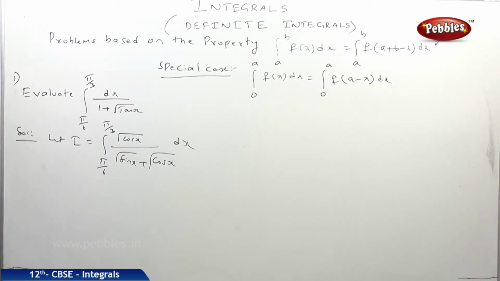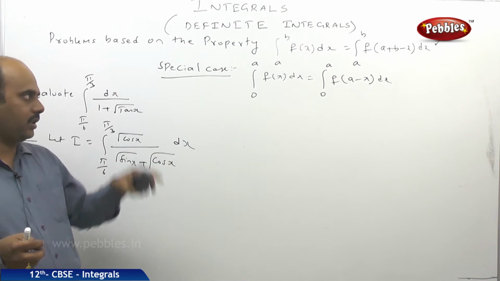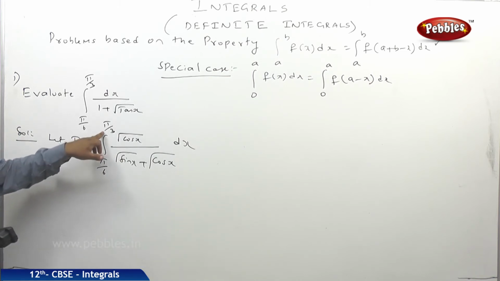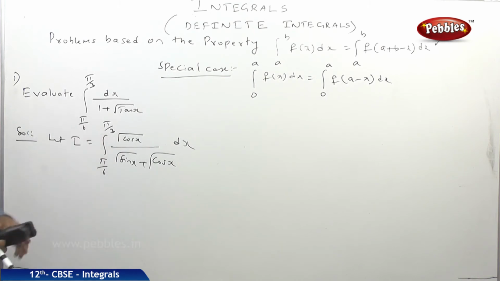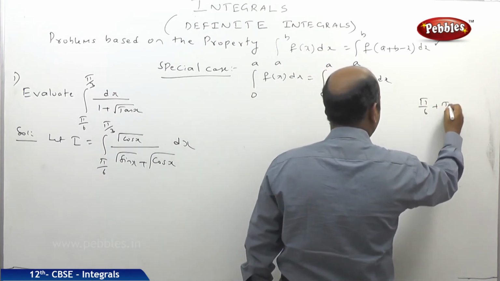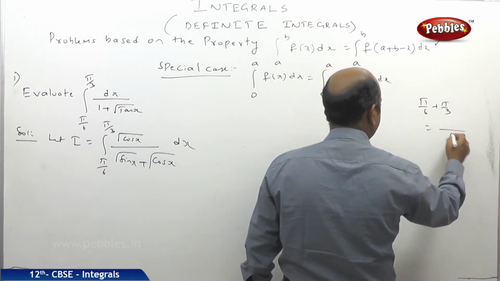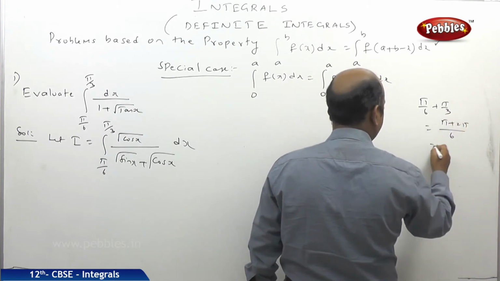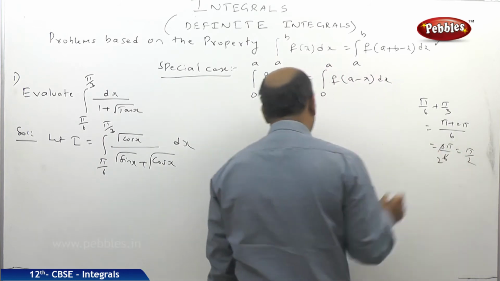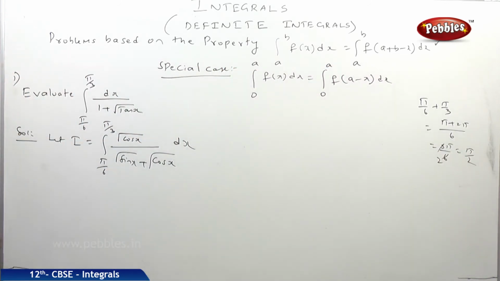So now I will be applying that particular property: integral of a to b f of x dx is equal to integral of a to b f of a plus b minus x. Here a refers to pi by 6, b refers to pi by 3. So pi by 6 plus pi by 3: LCM is 6, pi plus 2 pi gives rise to 3 pi by 6, that is equal to pi by 2. So directly a plus b minus x, I can write as pi by 2 minus x.